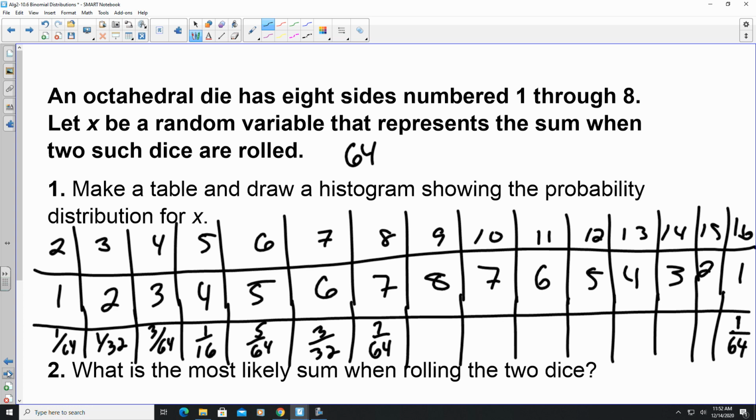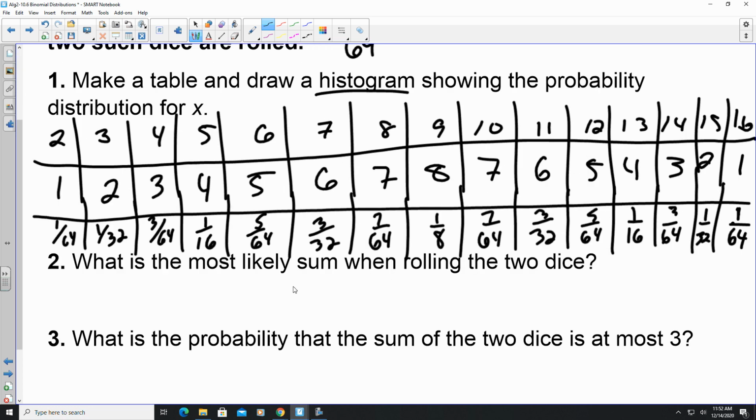And for a sum of 9, it would be what? 1/8? Then now it starts to repeat. So now it's 7 out of 64, 3 out of 32, 5 out of 64, 1 out of 16, 3 out of 64, and then finally 1 out of 32 over here. So these are all the different probabilities. I'm not going to draw the histogram. If you want to see the histogram, it's very similar to the one I just did.